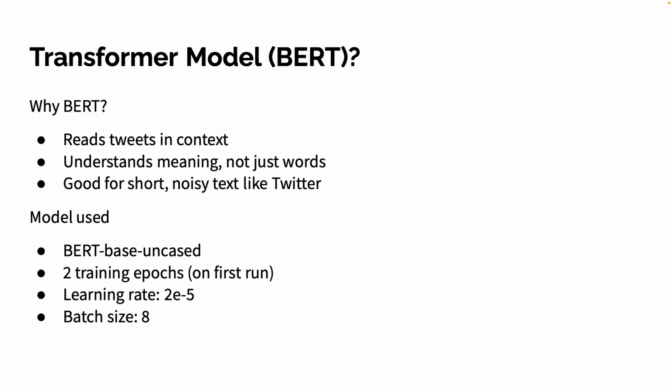So why do we use BERT? It reads tweets in context and understands meanings, not just words. It's good for short, noisy texts like Twitter. Specifically, we use BERT-base-uncased. This is information about the local run. We used 2 training epochs on the first run, with a learning rate of 2E-5 and a batch size of 8.